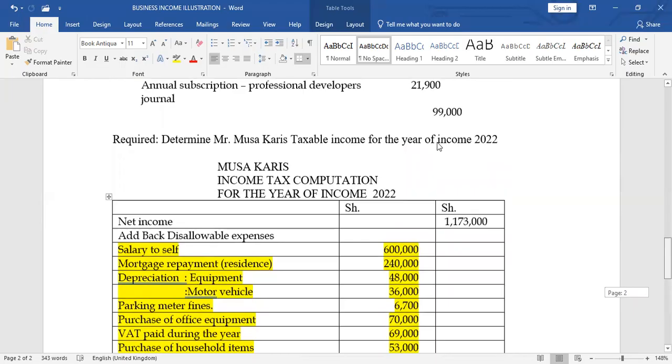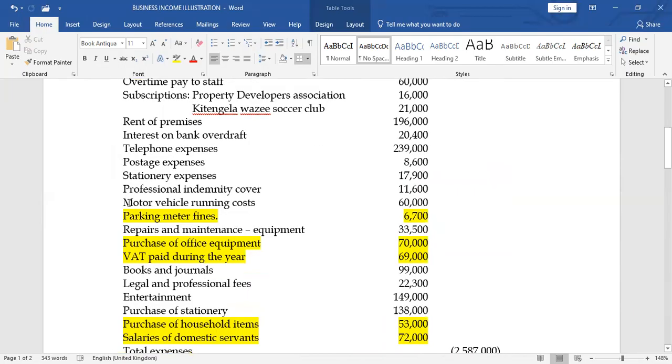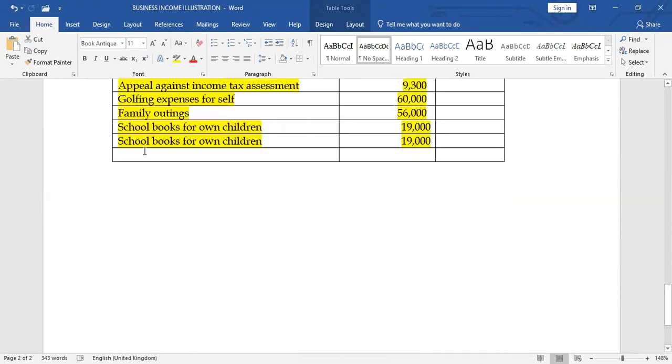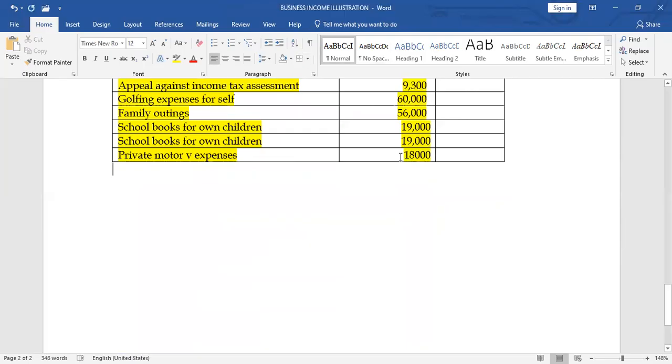There's this 30% of motor vehicle expenses. Let us not forget it. Private motor vehicle expenses. Now I can come and type it here. Private motor vehicle expenses. You told me they'll amount to 18,000. Any question up to there?